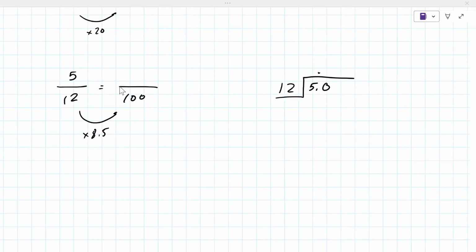Do you need some help here? That would be helpful, yeah. Okay, so 12 goes into 5 zero times. It goes into 50 four times. 4 times 12 is 48. Yeah, so I got that. Subtracting it, we get 2, bring that down.